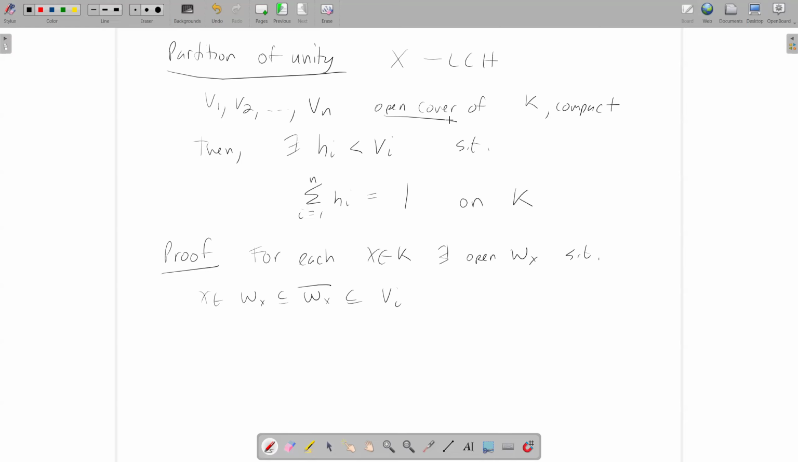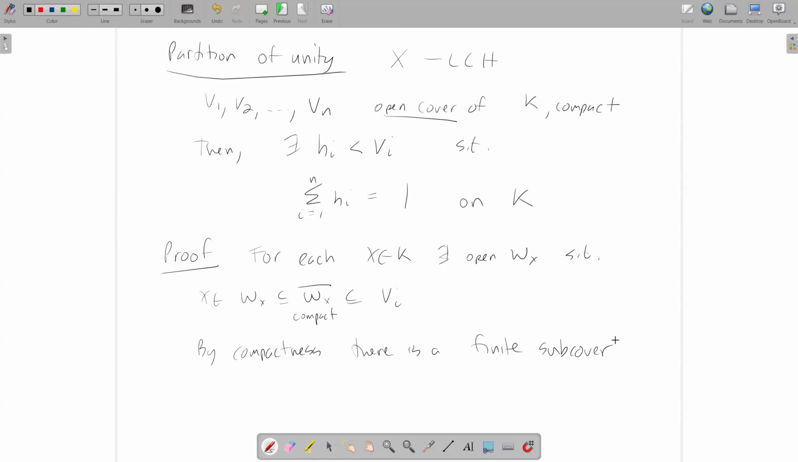This is compact as well. So this is related to the Urysohn stuff that I just got through talking about. So now we have one of these for each x in K, which means that the W's form an open cover. So by compactness, there is a finite subcover.